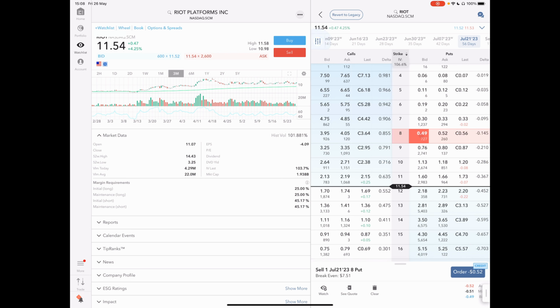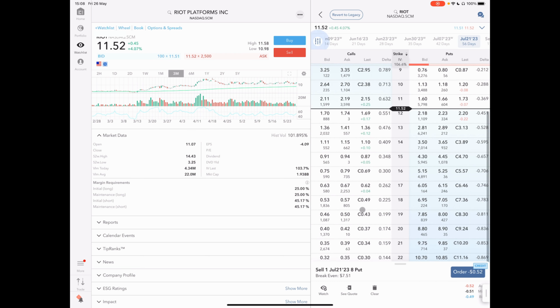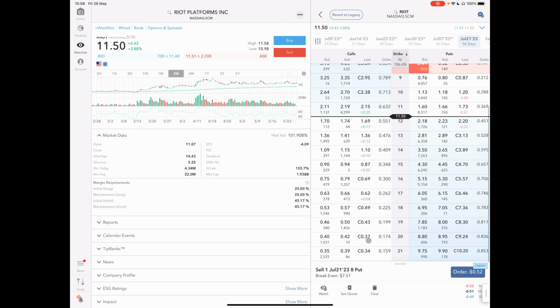I'm not looking to get assigned any of these shares. I'm looking to trade the stock. So you see here, the bid and the ask between 49 and 52. So if I was to just sell this put, it's $52 of credit. And now what we're going to do, we're going to do the same on this side. And again, you notice I'm not looking at any charts. I'm not looking at any trend lines and various other things. I'm purely going to be doing this on delta alone.